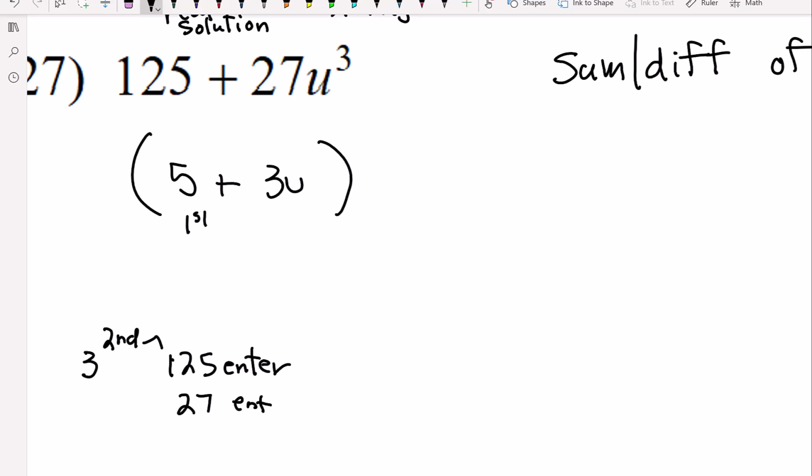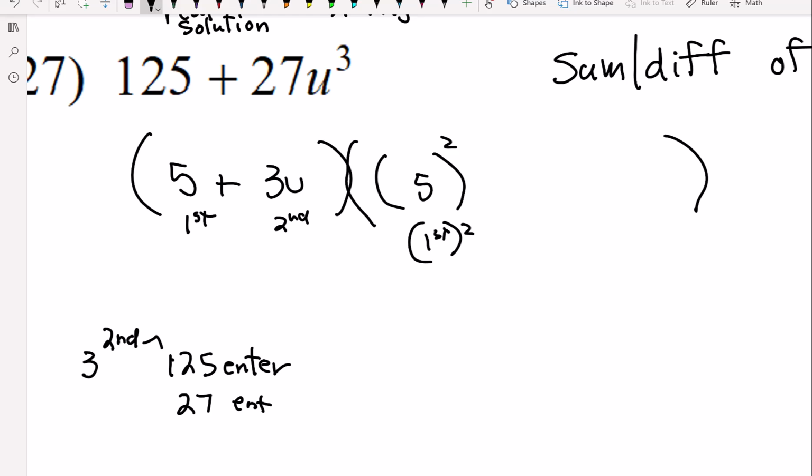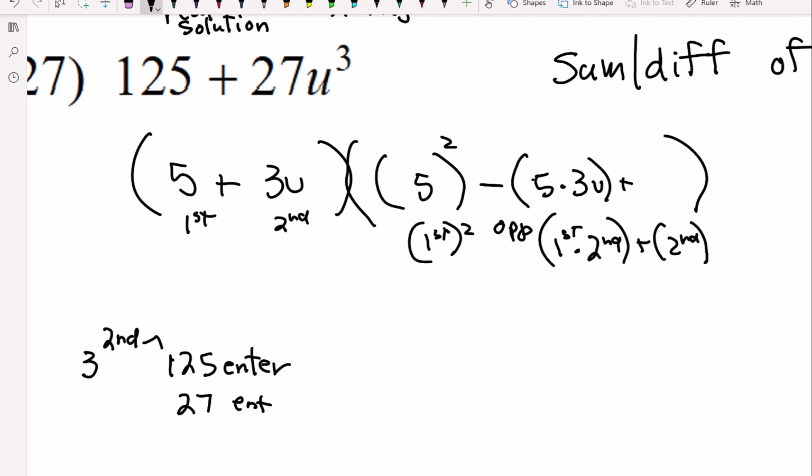So this is now our first item. Here's our second item in this first set of parentheses. So then when we expand this, it's the first thing squared. So 5 squared. You use the opposite sign, so this will be a subtract. Then it's the first times the second, so it's 5 times 3u. Then it's plus the second thing squared. So 3u squared. And then you simplify that.